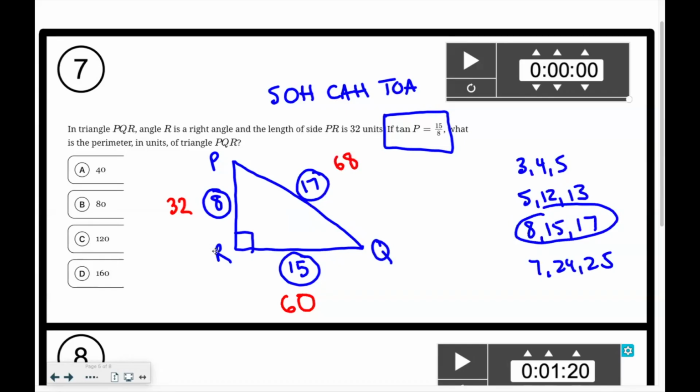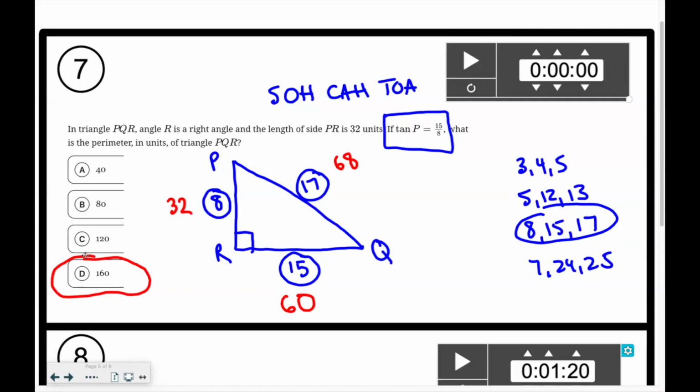And then finally, the perimeter is just 32 plus 60 plus 68. So the final thing, again, they keep stacking tasks for us to do, is that the overall perimeter is 160. Questions on that? No, that makes sense. Thank you. Nice.